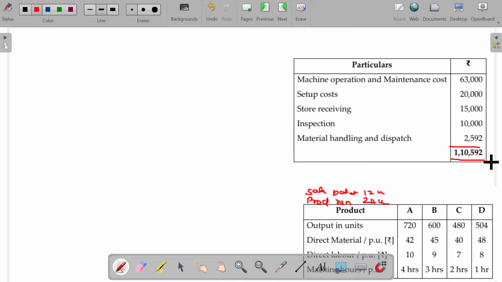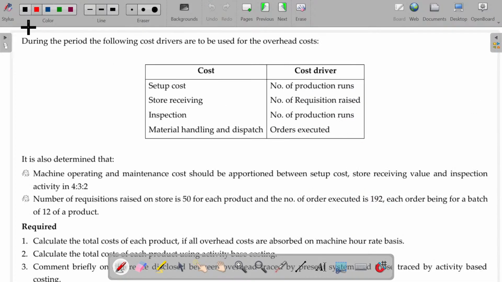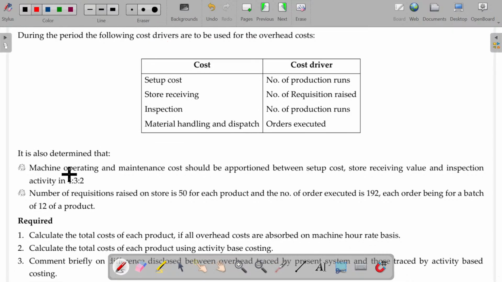When it is ABC, we try to break this entire cost down to the activities: machine operation, setup related, stores receiving, inspection, material handling. So they have now grouped the cost for various activities. During the period, the following cost drivers are to be used for the overhead costs. How can we allocate the costs? The cost driver is also given here. It was also determined that the machine operating maintenance cost should be apportioned between setup cost, stores receiving and inspection activity in the ratio of 4:3:2.